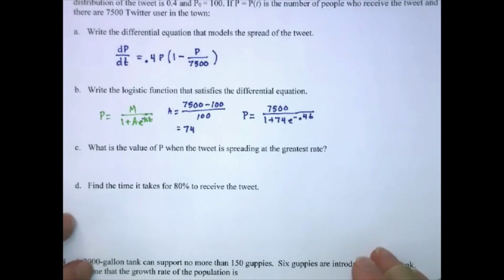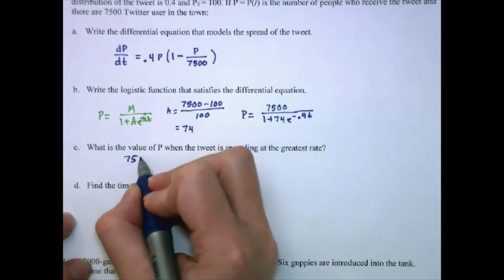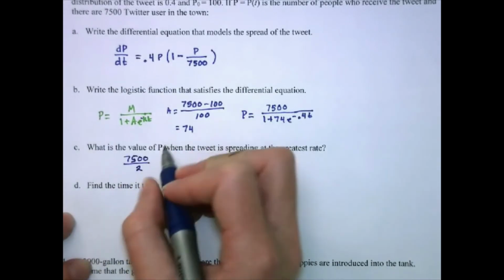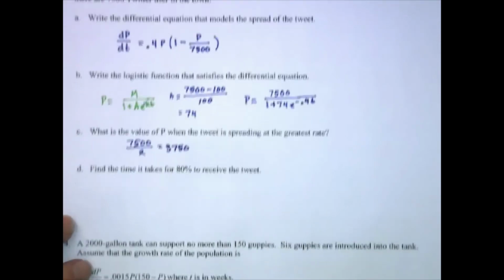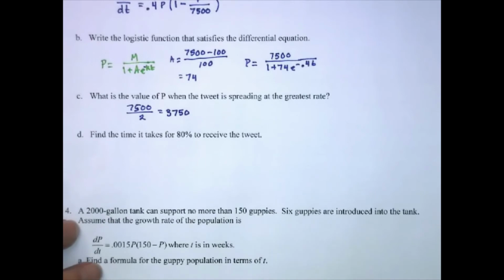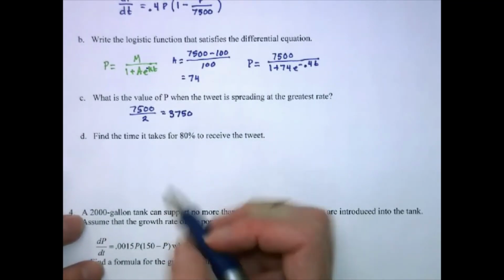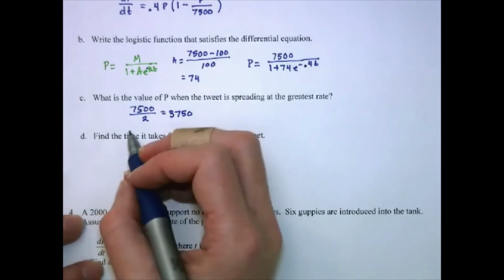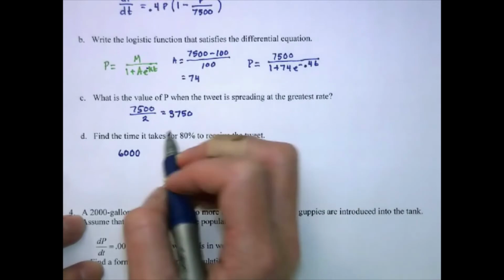Okay, what is the value of P when it's spreading at its greatest? That's always going to be the max over 2, which in this case is 3,750. Okay, it says find the time it takes for 80% to receive this tweet. So 80% of 7,500 is 600, or 6,000.